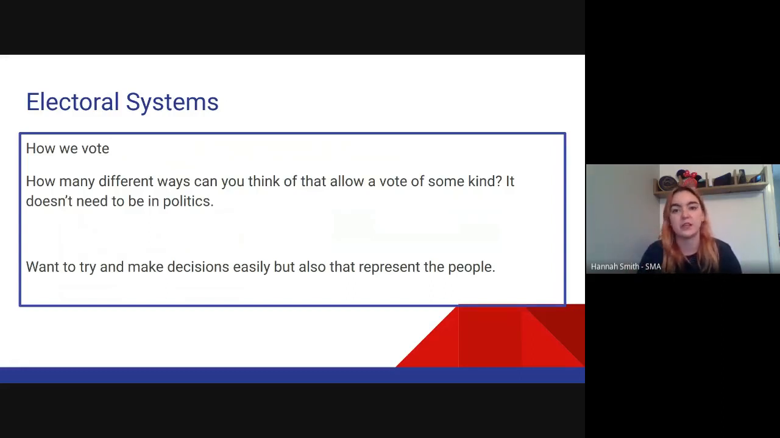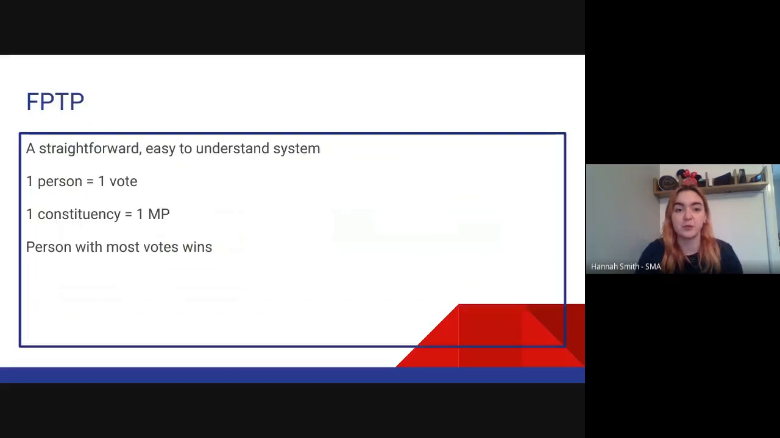It doesn't have to be politics. It could be that you voted for something in school once, or you voted for something online, or the X Factor, or, I don't know, do you vote on Love Island? I don't know, someone keep me right. You know what I mean though, there's different ways of voting there. The main thing is you want decisions to be made easily and you want to represent the people.